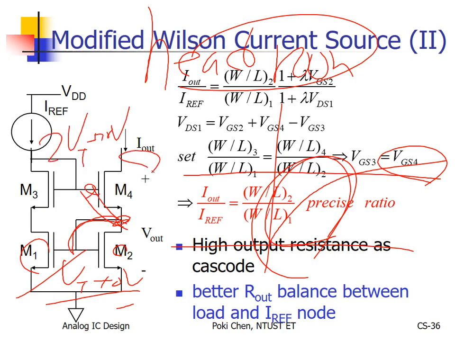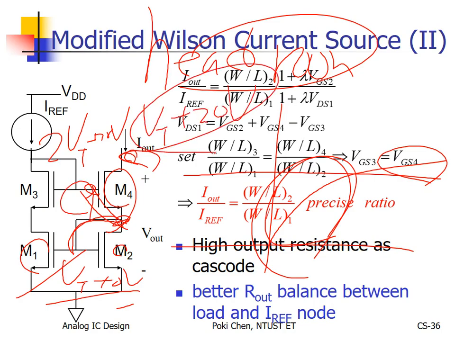And how about the minimum operation voltage for your I out? The drain for MOS can be 1 VTH lower than the gate. So the minimum operation voltage for such a current source is 1 VT plus 2 delta V. Wow.